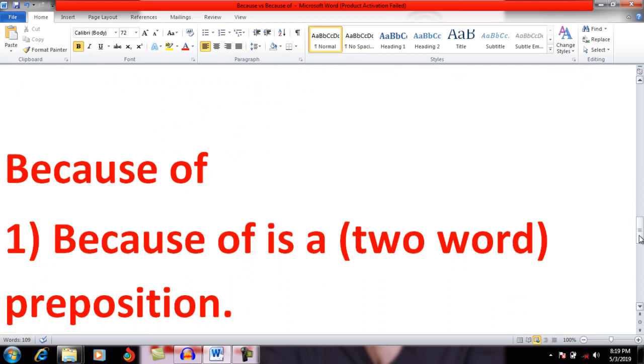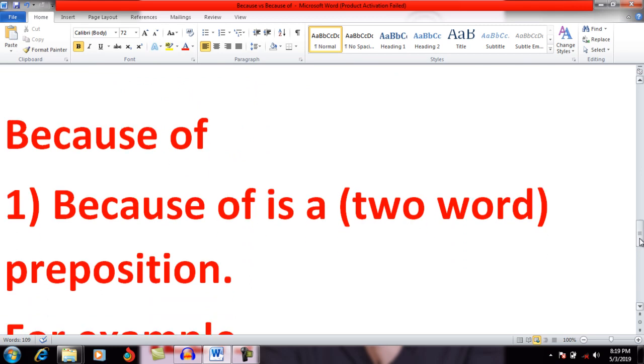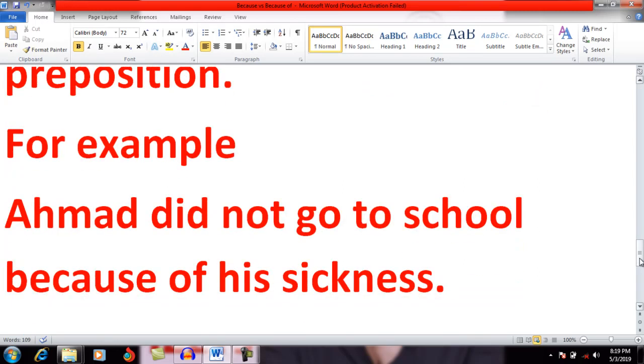Where because of is a two-word preposition which cannot connect two sentences. For example, Ahmad did not go to school because of his sickness. So here is no subject, here is no verb after because of.